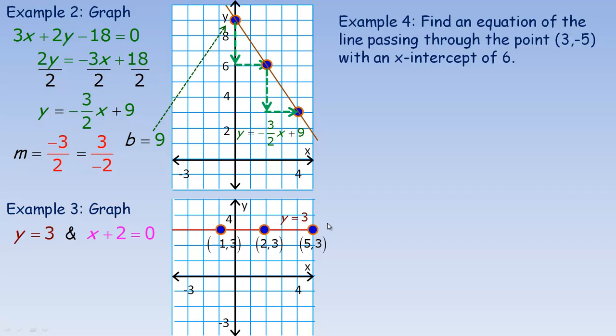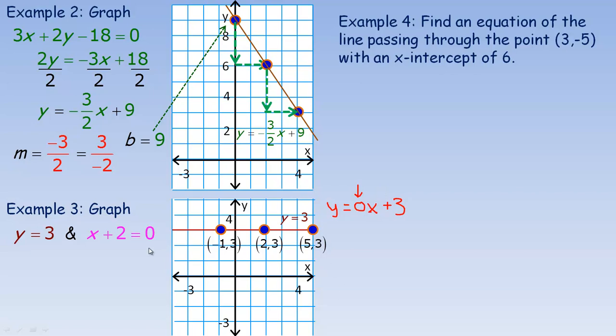You can also think of that as the line, because it's perfectly horizontal, it has a slope of 0. So if you use y equals mx plus b, it's y equals 0x plus 3. So the y-intercept is 3 and has a slope of 0, meaning it's horizontal. It doesn't rise or fall at all.